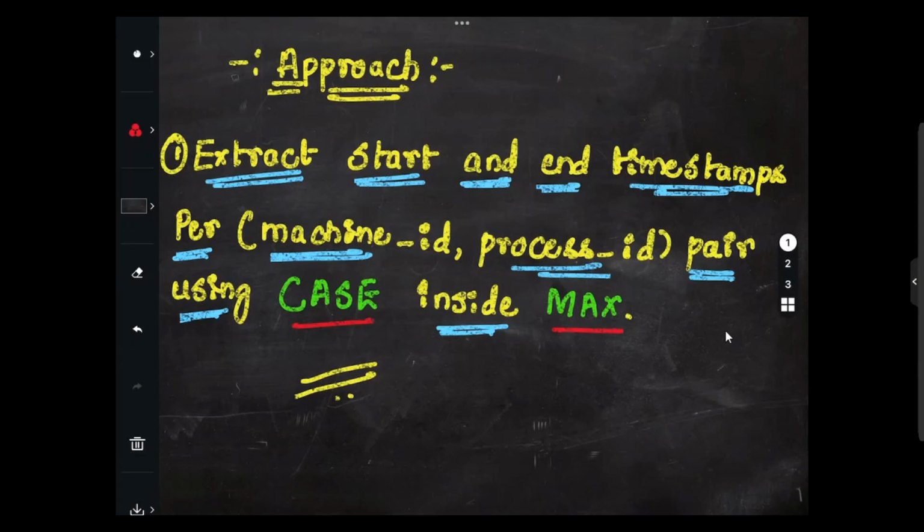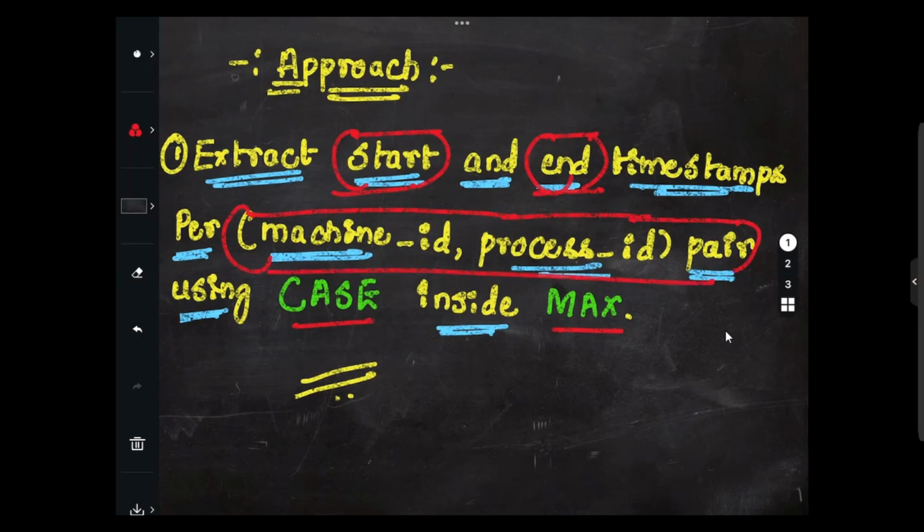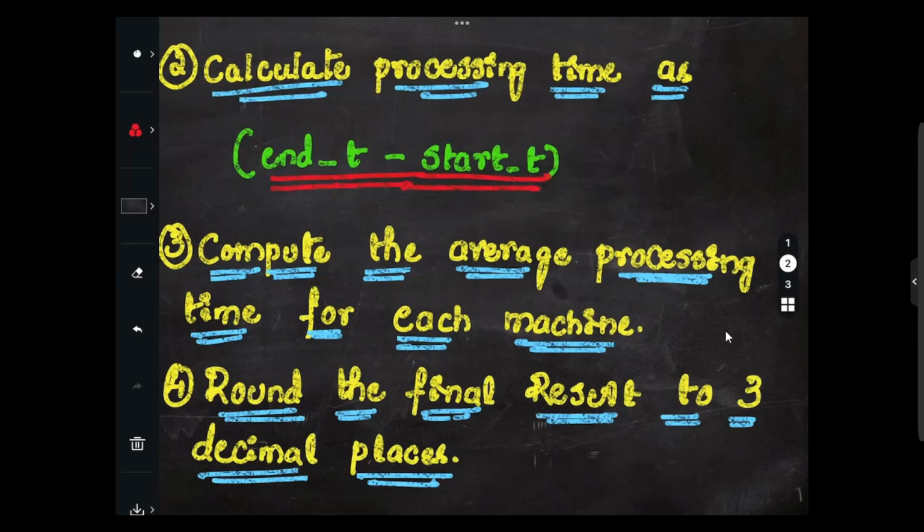First, we will extract start and end timestamps, based on which we will apply the formula at the end. We will extract start and end timestamps per machine ID, process ID pair, using case inside the max. So inside the max, we'll be making use of case. I hope this is clear. This will be the first step.